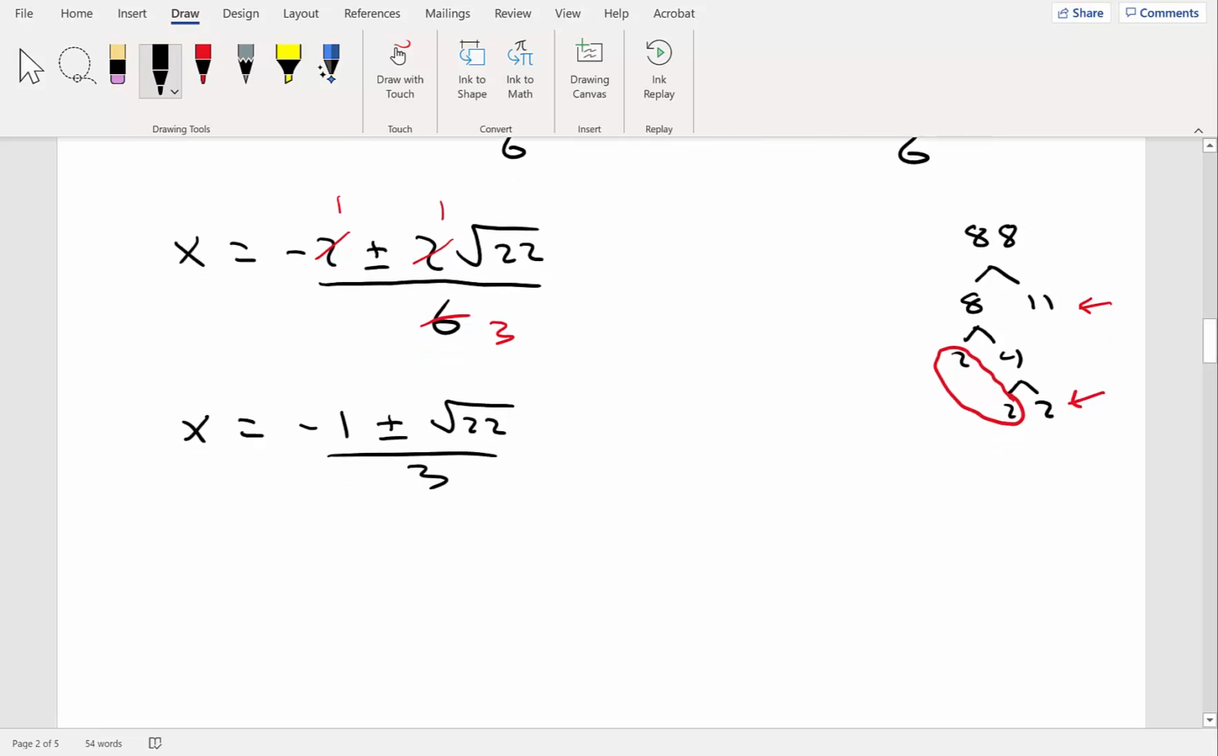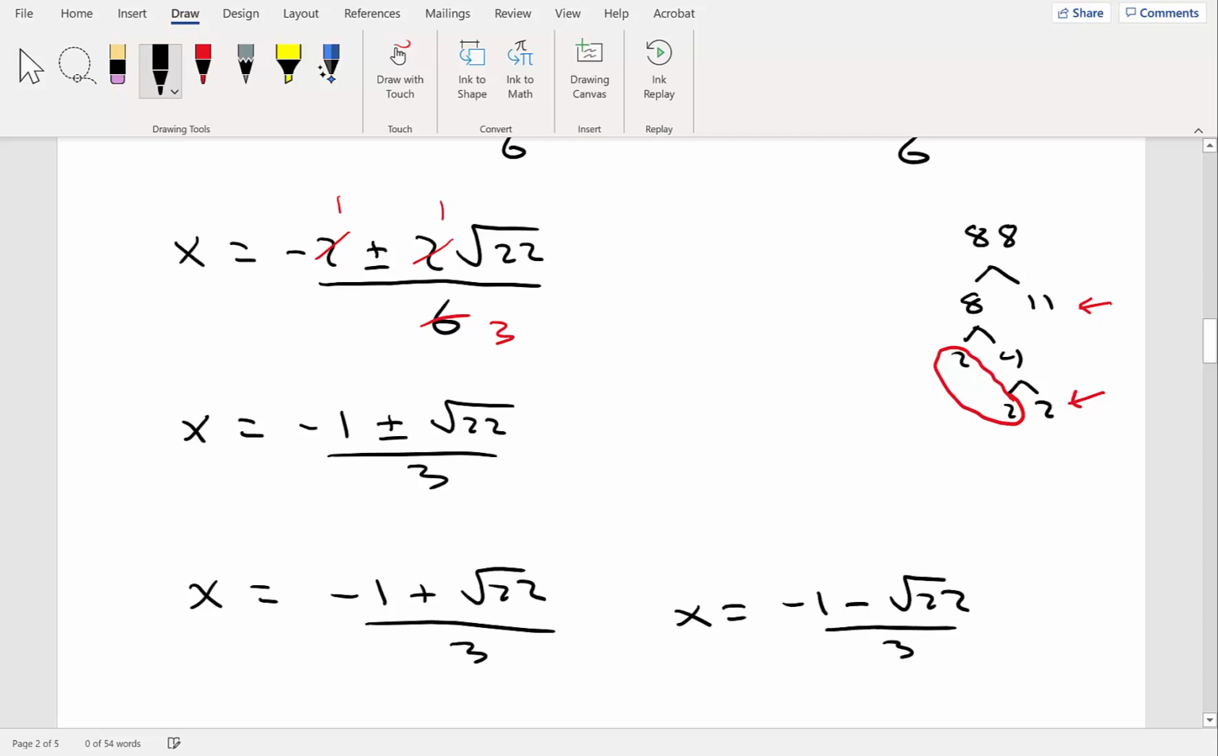Now remember, this gives us 2 solutions, so let's separate our answers. We have x is equal to negative 1 plus the square root of 22 over 3. We have x is equal to negative 1 minus the square root of 22 over 3. And this will be our final answer.